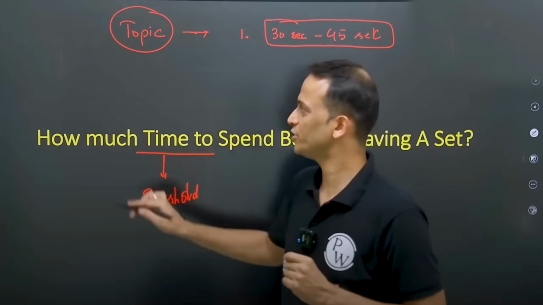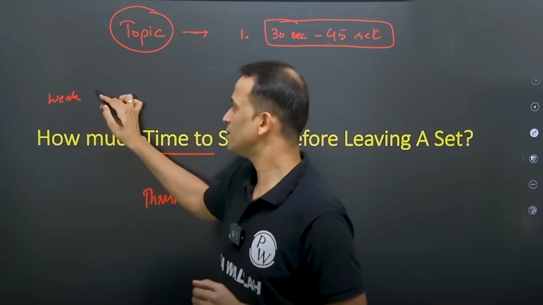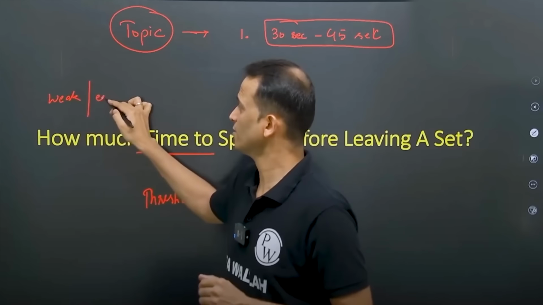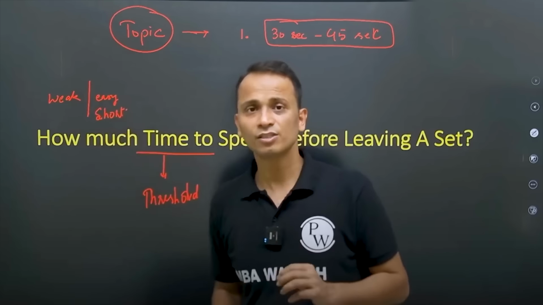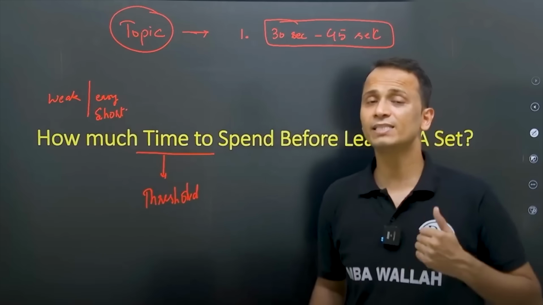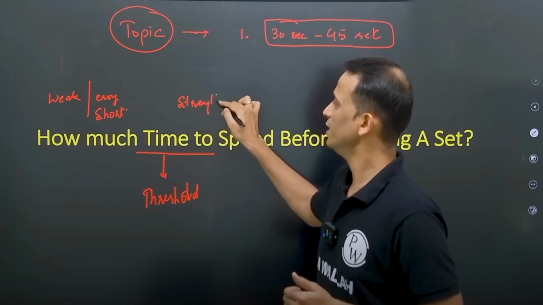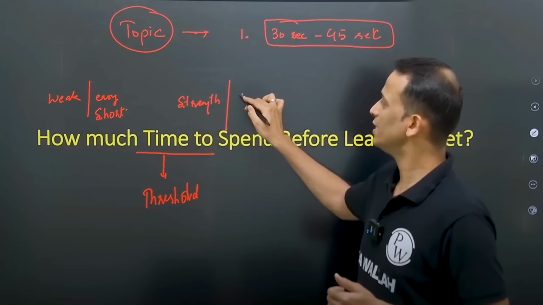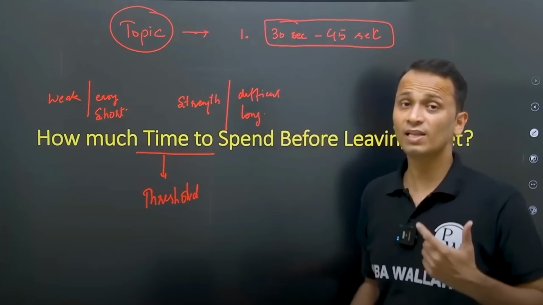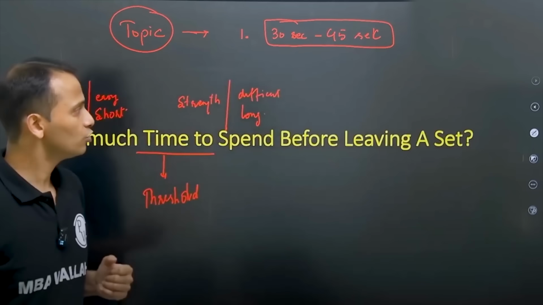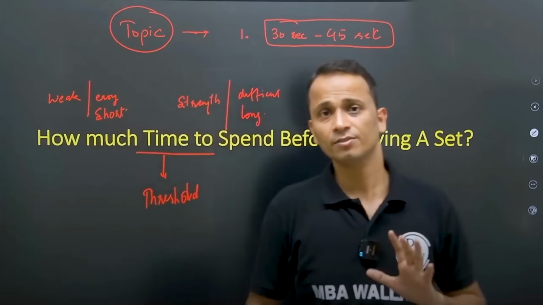I'll write both these situations. So it is from my weak area, but the set is easy or short. Or it's from my strong area, it's my strength, but the set is difficult or it is long. So what will I do in this scenario, right? So first of all, I'll choose my strength over my weakness. Definitely, I'll do that. Fine.